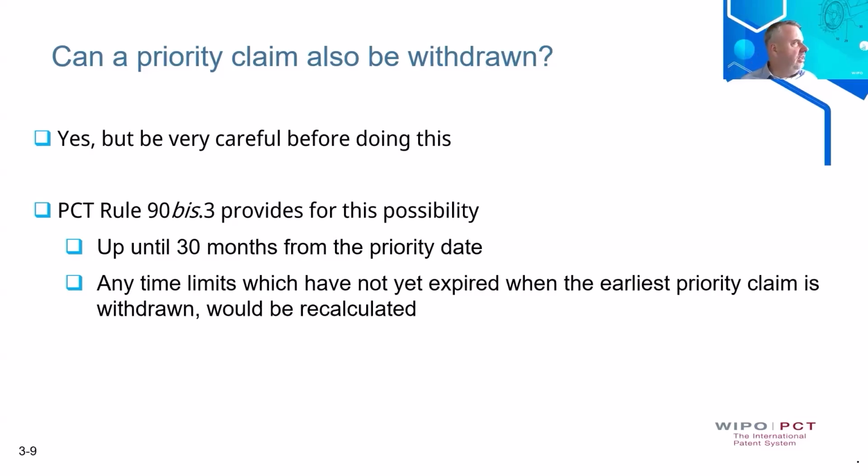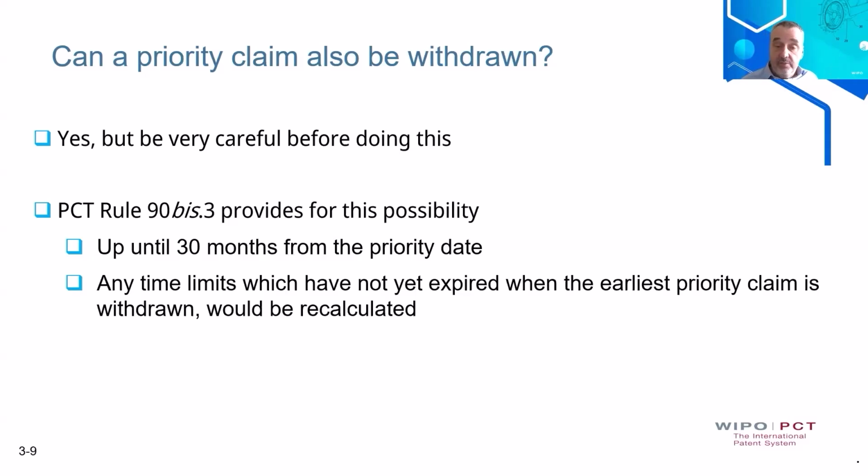If you withdraw a priority claim, then any time limits which haven't yet expired at that moment will be recalculated based on a new earliest priority date. So if you have multiple priority claims, it will be the second priority claim in your PCT. If you only have a single priority claim, the priority date would become the international filing date. And so the 30 months time limit could also be recalculated, potentially be extended up to a year's period.